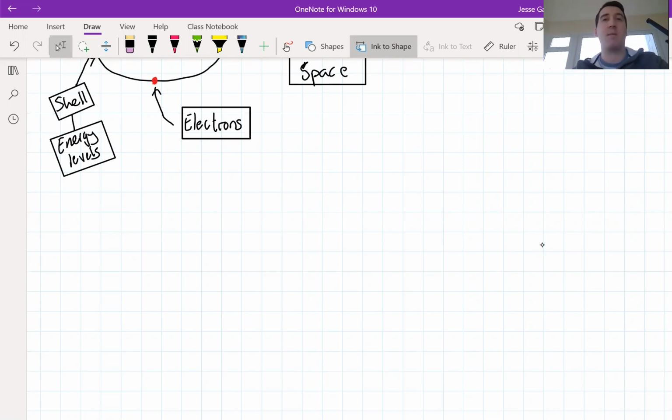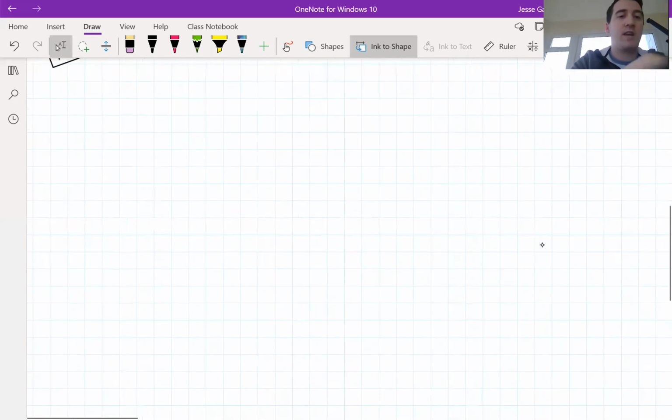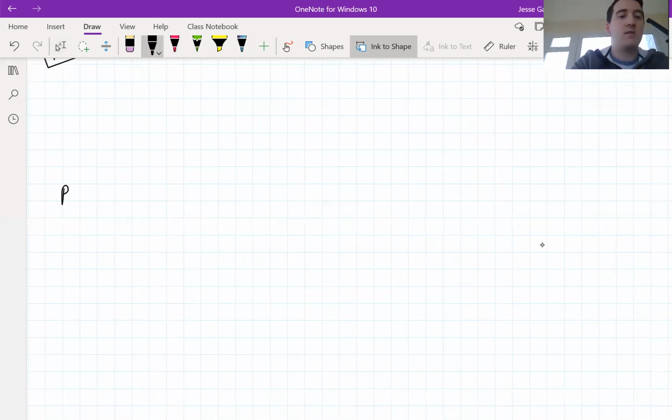Charge is a property that small particles can have, and it can be positive, negative, or neutral. Those are the 3 possibilities for charge. So when we talk about charge, we need to talk about the 3 subatomic particles. For example, protons, neutrons, and electrons. So these are our 3 subatomic particles.